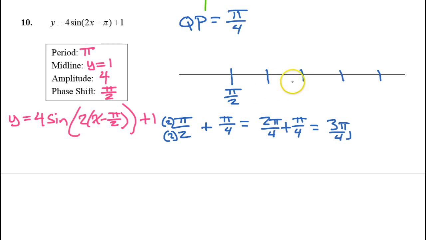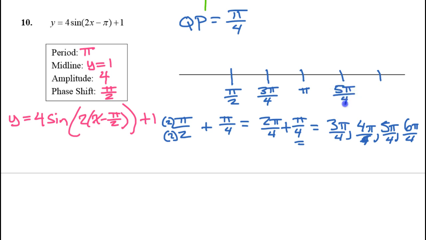But for the next value, I need another quarter of a period, so I'm going to add another pi over 4. So that'll be 4 pi over 4. Whoops, 4 pi over 4. And then 5 pi over 4. And then 6 pi over 4. All right, I'm just adding this quarter of a period again and again. So I'm going to record these on my graph, but I'll reduce anything that can reduce. So first I have 3 pi over 4. But then 4 pi over 4 is just pi. And then 5 pi over 4. But then 6 pi over 4 is 3 pi over 2. Okay, you must reduce.